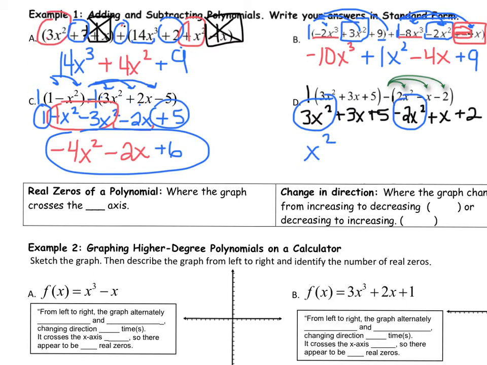Next I'll look for the x's. So we have 3 x's plus 1 more x is 4 x's. And last but not least, we have positive 5 plus 2, which is positive 7.